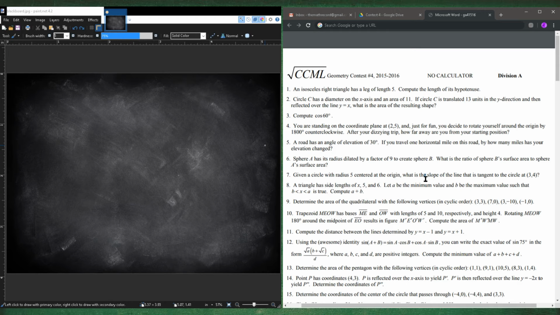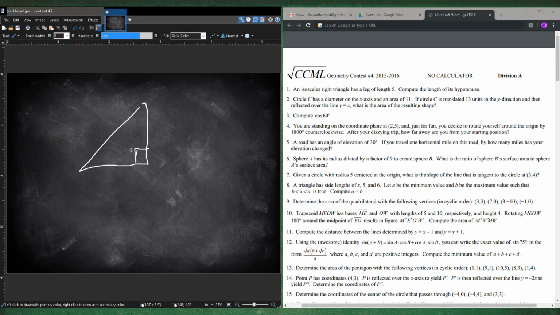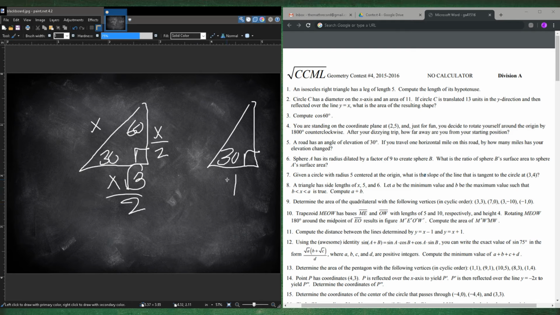A road has an angle of elevation of 30 degrees. If you travel 1 horizontal mile on this road, how many miles has your elevation changed? As I said, you just use the 30, 60, 90 triangle. You have an angle of elevation of 30 and the 60, and it says that you travel 1 horizontally. So the sides are x over 2 and x square root 3 over 2. For the 30 degrees, you travel 1 horizontally. How much do you go up? You basically have x over 2 divided by x square root 3 over 2.